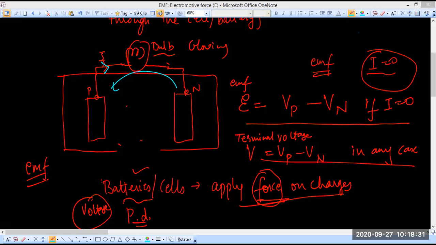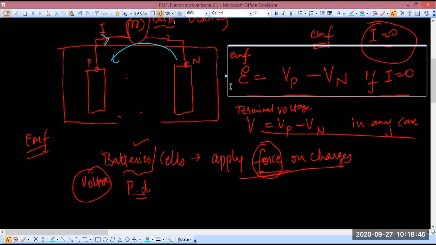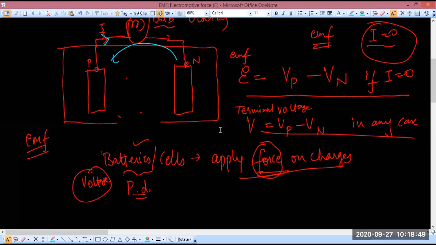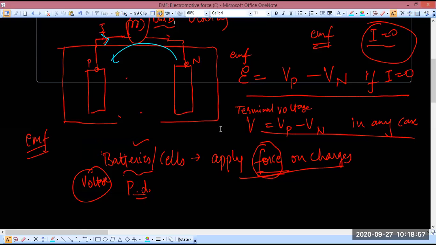Now, third one, Codal. Can we say EMF is a type of terminal voltage? Yes, everyone, yes. EMF is a special case of terminal voltage. I hope all of you realize that. I hope you understood that, right? EMF is a special case of terminal voltage.